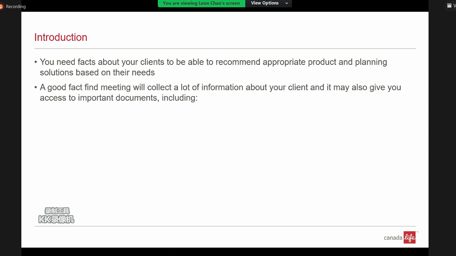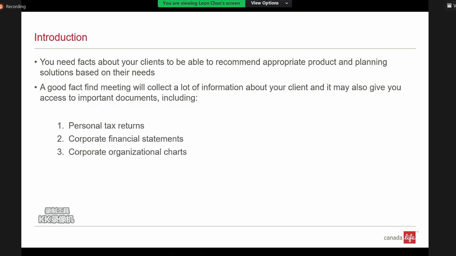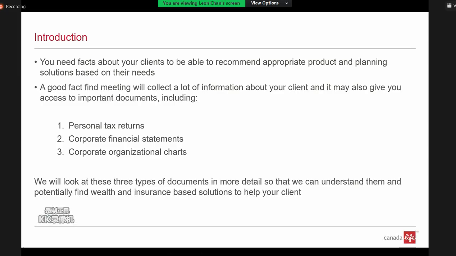So a good fact finding meeting will include quite a bit of information about the client. After that meeting, it's important for you to obtain important documentation. This usually includes things such as the personal tax returns, financial statements, and the corporate organizational chart. If I look at these three for our initial meeting, just to get started, it's important to have a corporate org chart for our conversation, so we understand from a very high level what the entire situation looks like. Just by having that, it's already a lot easier for us to dive into what type of information we may need, right?